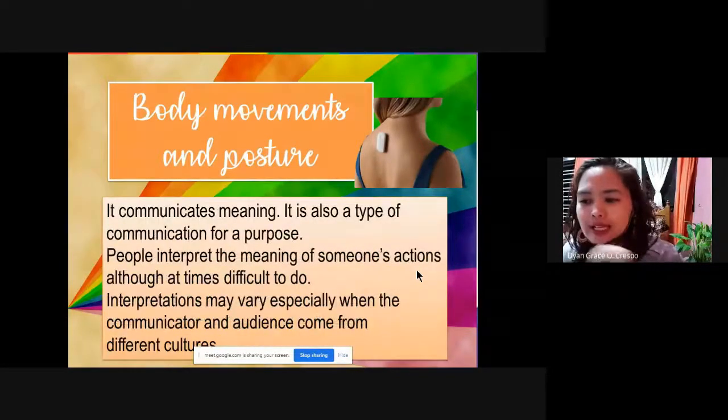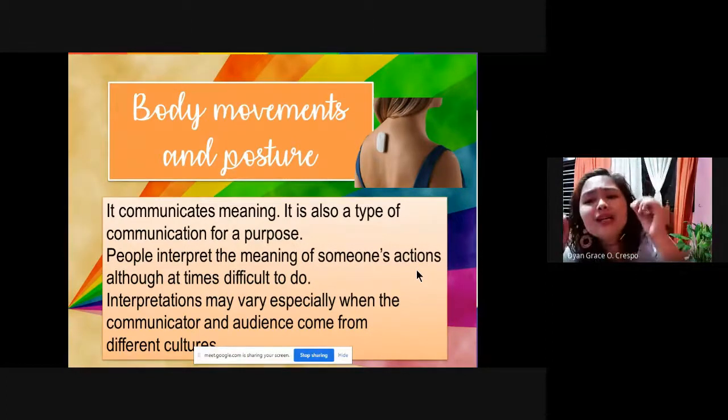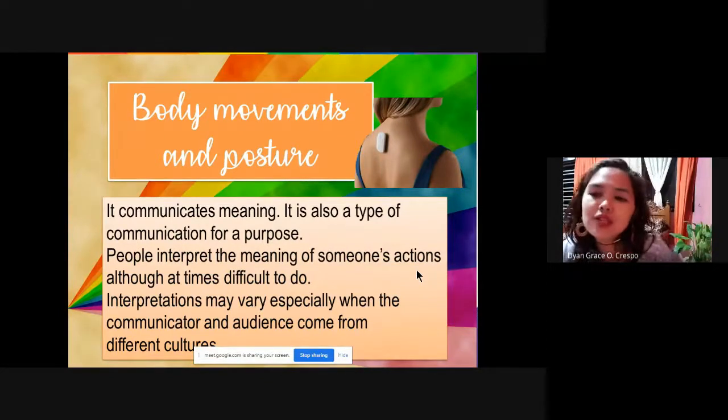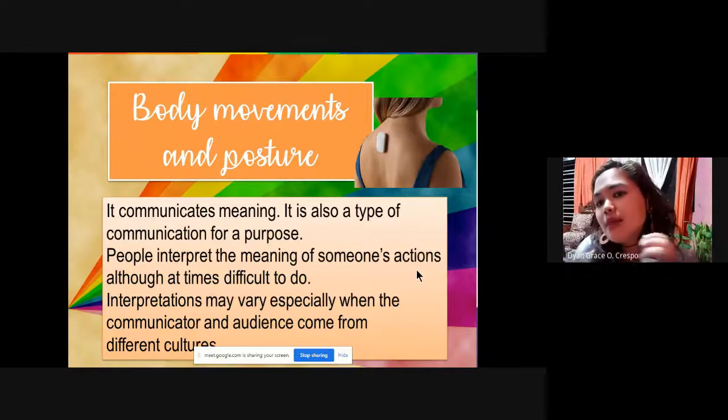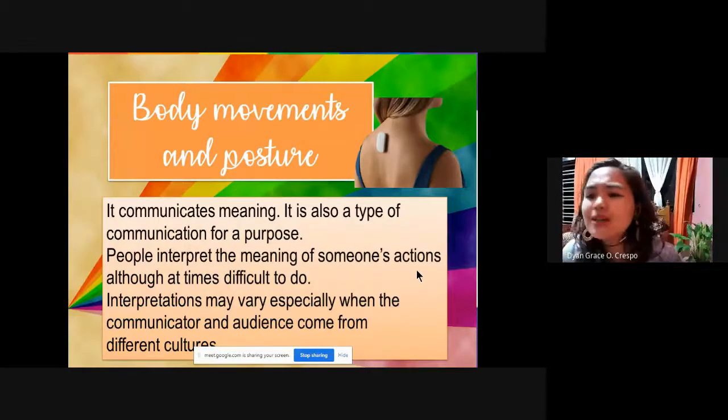So it communicates meaning. It's also a type of communication for a purpose. People interpret the meaning of someone's actions, although at times it's difficult to do. Interpretations may vary, especially when the communicator and audience come from different cultures. So, yun lang hihirap sa atin, future teachers, kasi different cultures, different regions. Sometimes it means like this. Sometimes it means like that. You didn't mean to hurt anyone, but you hurt someone because of your action.